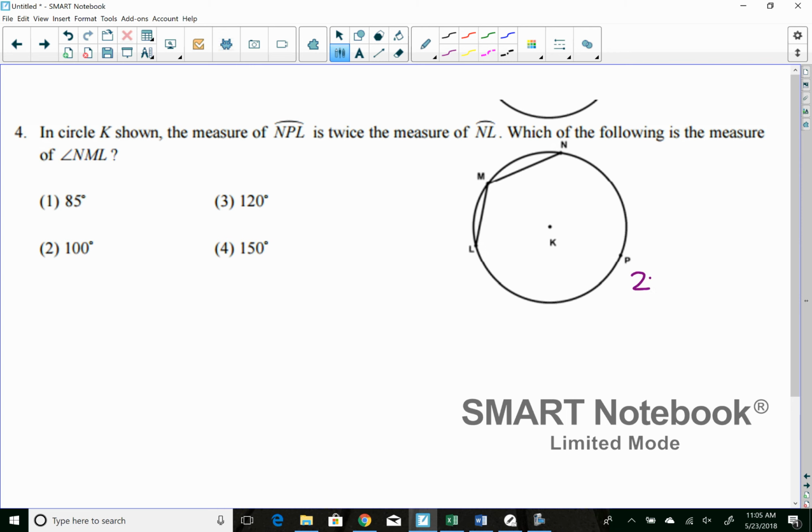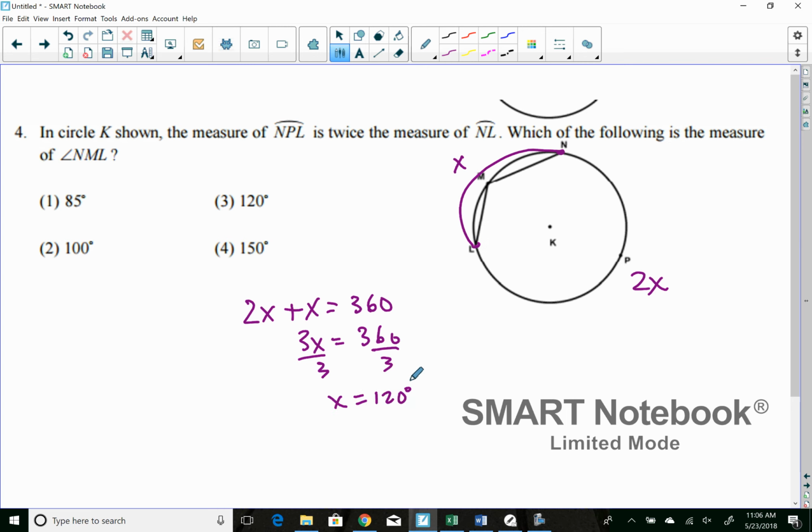So if I make this one 2x and this arc from L to N just x, I know that the two arcs together make 360. If we do some algebra, I can then figure out that the value of x is 120, meaning this arc is really 240 and this arc is really 120. Now, why is that important? Well, angle NML, which they're looking for, is an inscribed angle to the arc of 240. So we know inscribed angles are half of the arc, so half of 240 is 120.